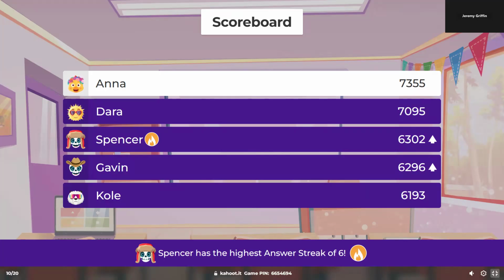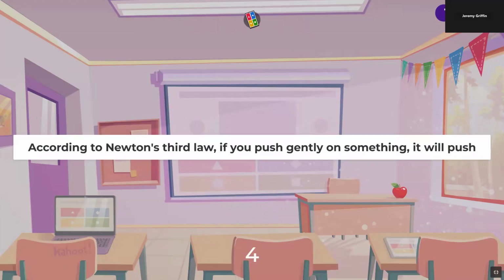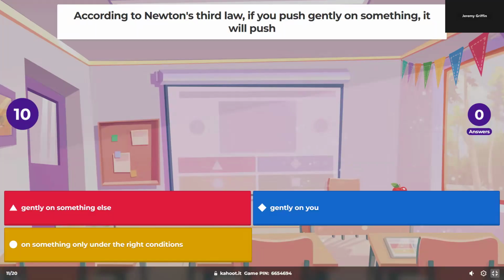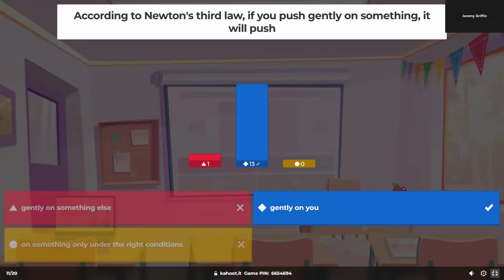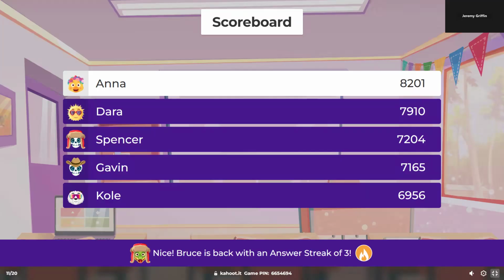According to Newton's third law, if you push gently on something, it will push gently back on you. Oh yeah. So action, reaction. There's a Newton's third law pair.